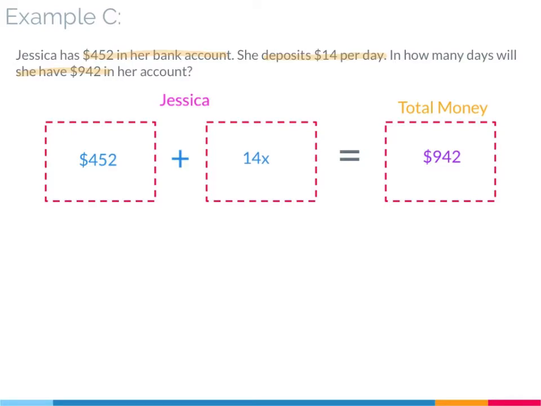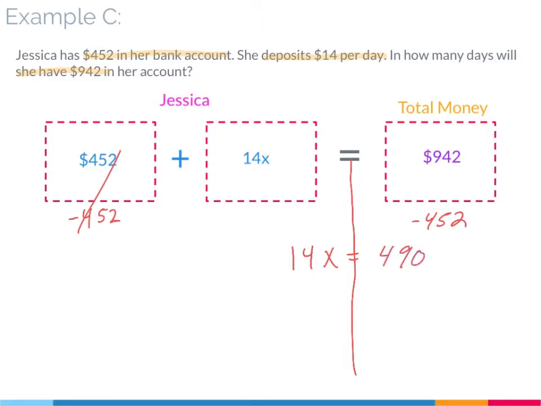So now I've got myself a two-step equation that I know how to solve. It's all worked out. I've got Jessica on one side, total money on the other. So I'm going to draw my wall down from my equal sign. The first thing I need to do when solving a two-step equation is get rid of my constant. My constant in this case is the 452. So I'm going to subtract 452 from both sides. Positive 452 and negative 452 are going to cancel each other out, leaving me with just 14x on one side of my equation. 942 minus 452 is 490.